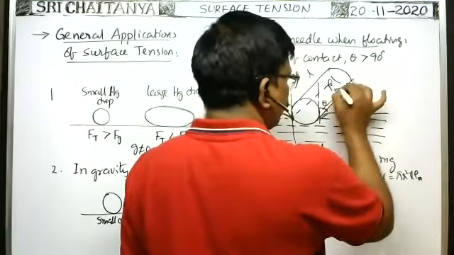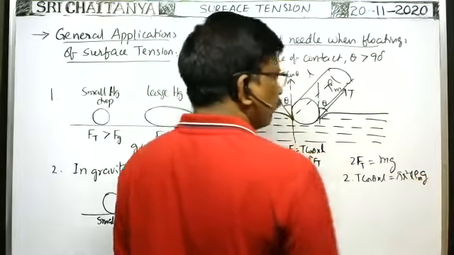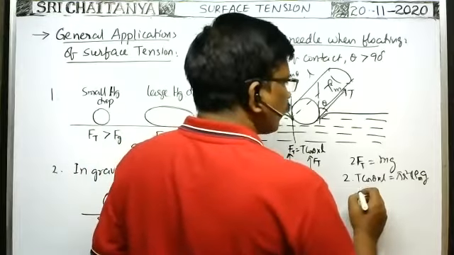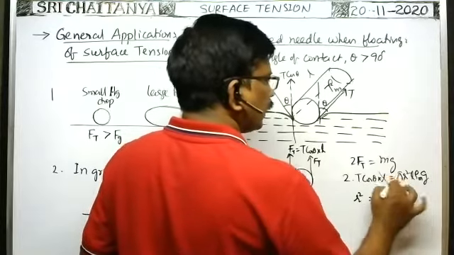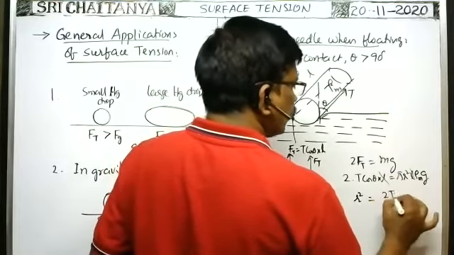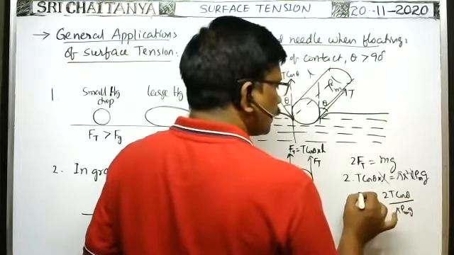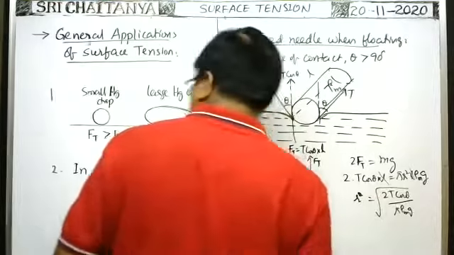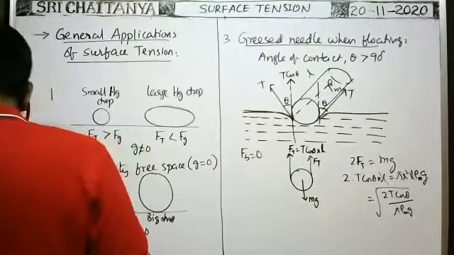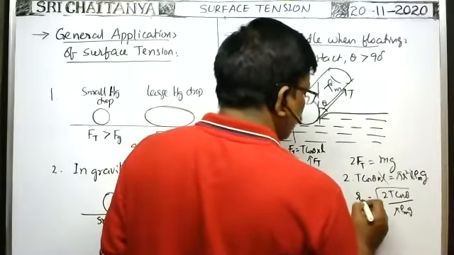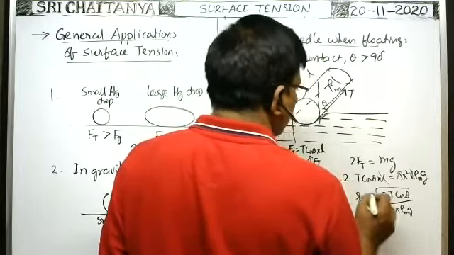Density of this wire is rho m. Volume into density is mass, into g, weight. Therefore r square is equal to, LL cancel now, so we can write 2t cos theta by pi rho m into g. R is equal to under root of this. This is the radius of the wire which can float over the surface of the liquid.